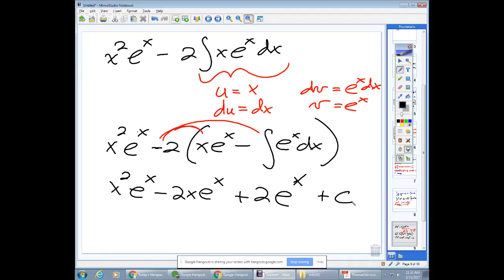So notice that we started with a polynomial that was an x squared, and then we ended up with an x to the first and an x to the 0. So guess what would happen if we started off with an x cubed? We would get then an x squared and an x to the first and an x to the 0 and then the constant. So the higher the power means you have to keep doing integration by parts again to the leftover piece until finally you get to a point where you don't need it anymore.